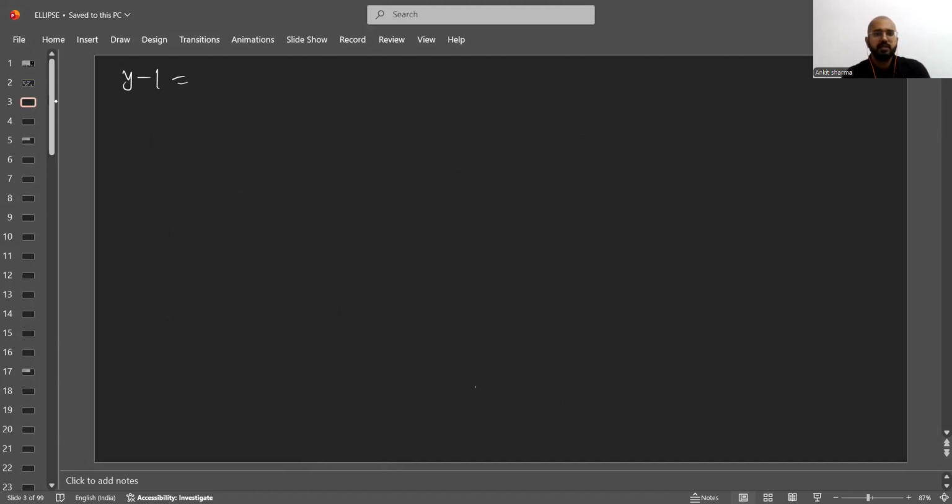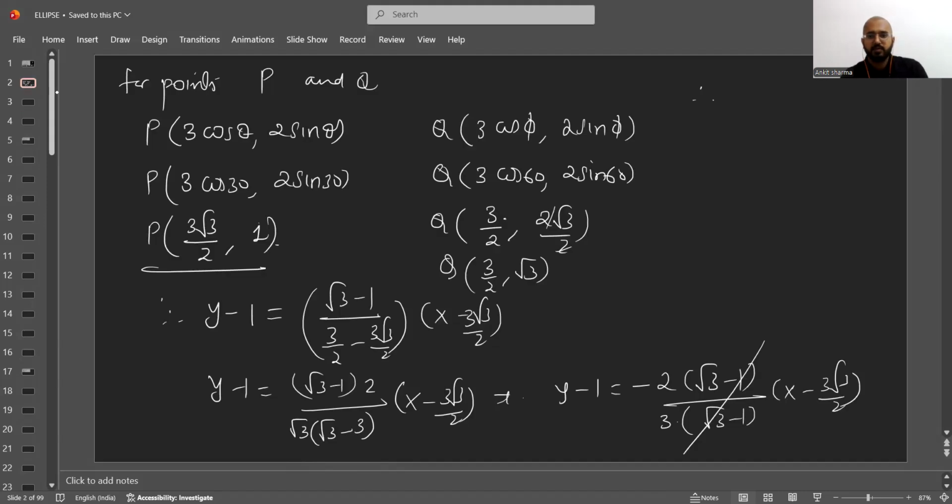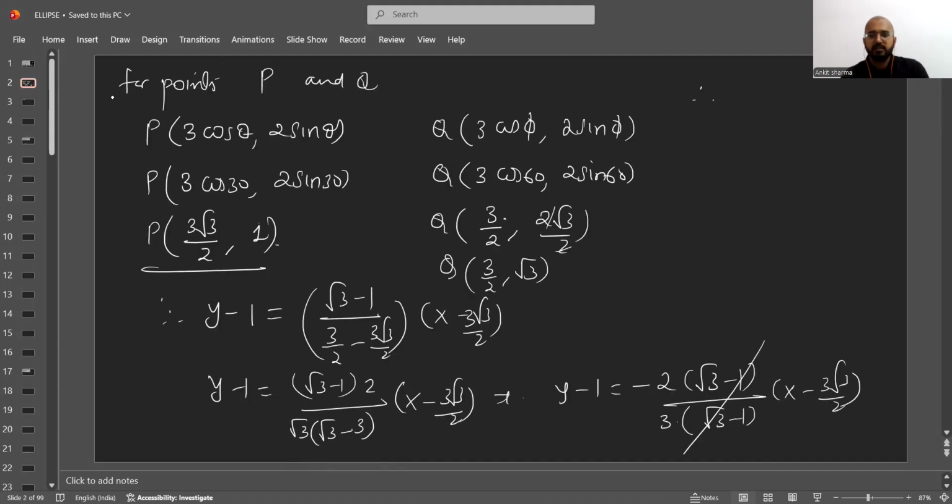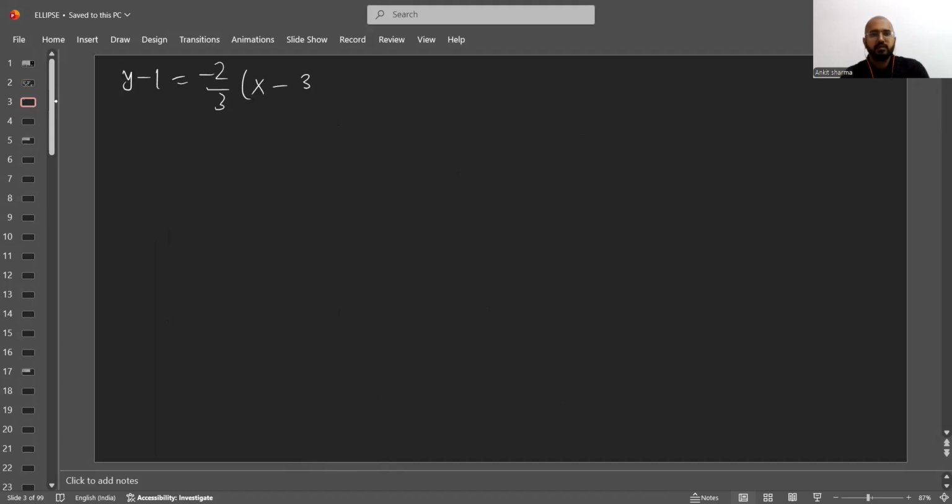So that means what I'm getting is y minus 1 is equal to minus 2 by 3 into x minus, what's the point for x? 3 root 3 by 2. So I can just multiply or take the LCM, whatever I want. So take the LCM better. So this LCM here is 6.